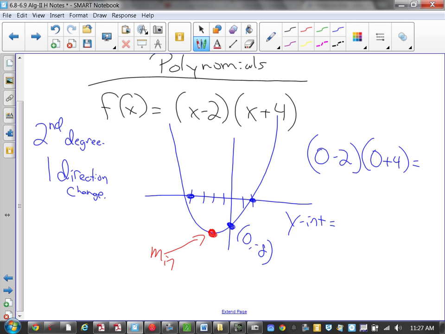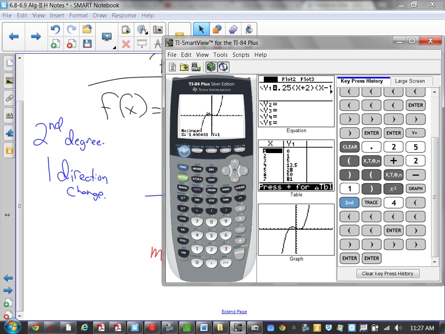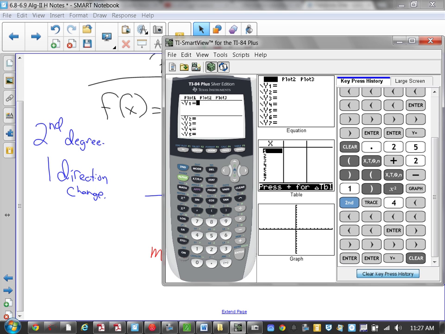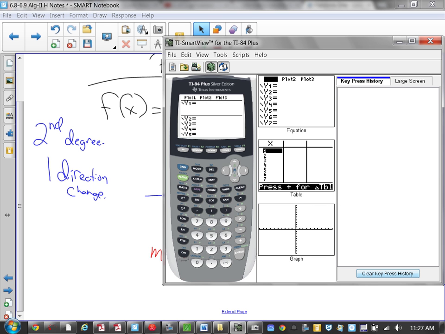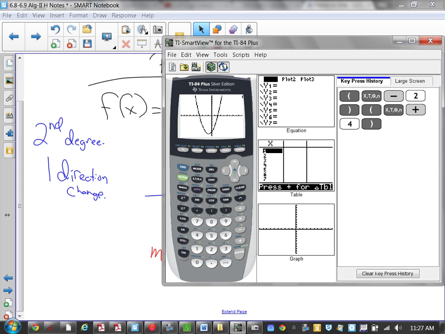So grab your calculator. I told you yesterday to bring your calculator. So put the function in exactly as it was. It was what? X minus 2. Put it in parentheses just like that. And then x plus 4. And just go to your graph.